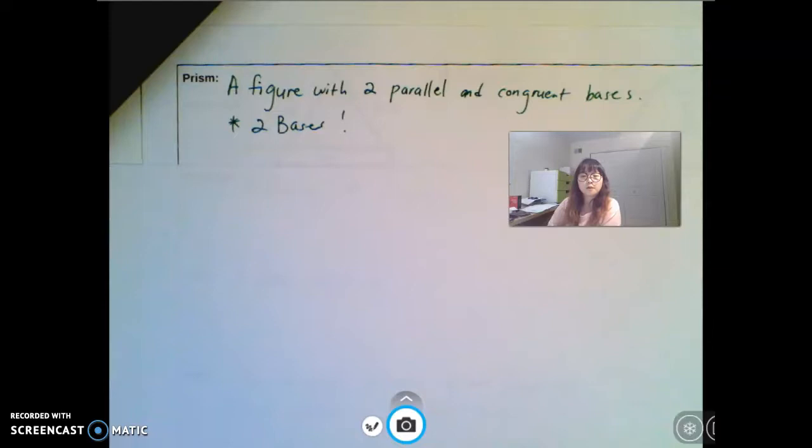Okay, so it's all about how do we name 3D figures today. Prisms are a figure with two parallel and congruent bases. So this would be a prism because I see two parallel and congruent bases. And this could be a base too, right? So that's a prism. Or if you have a circular base, this is my candle, that would be a cylinder. So it's like a special prism called a cylinder if you have circular bases.